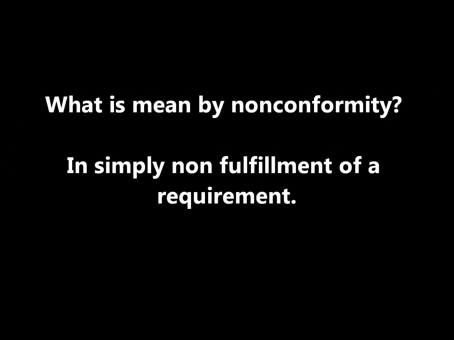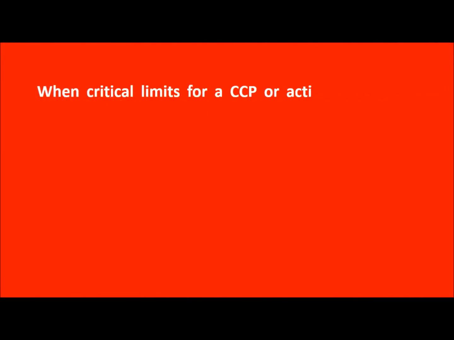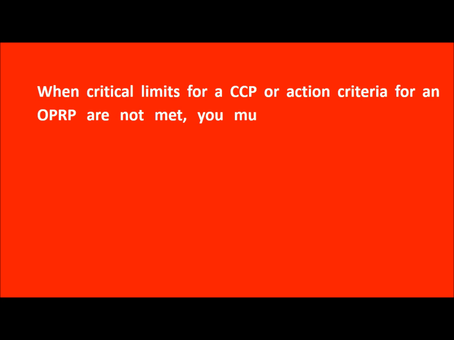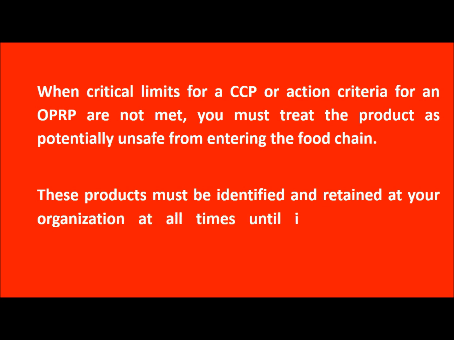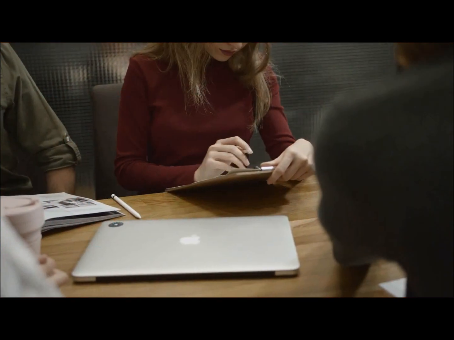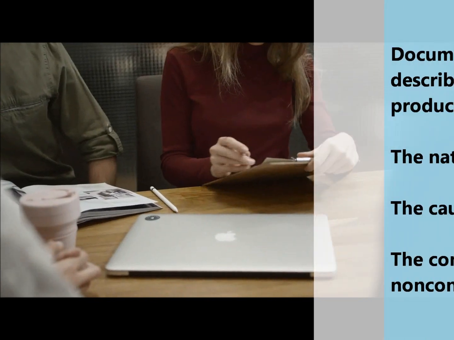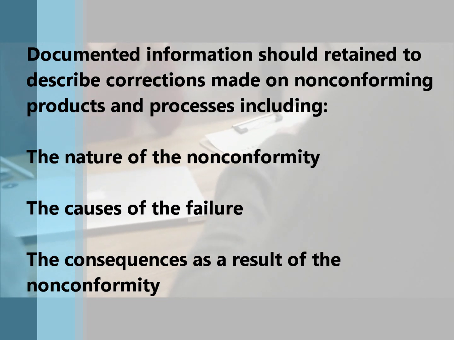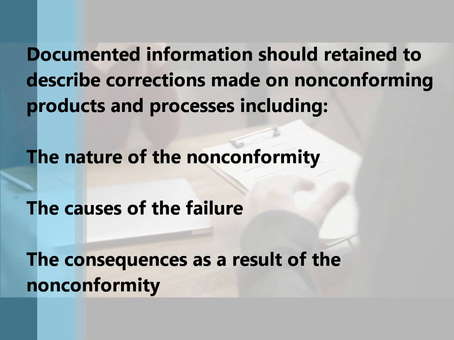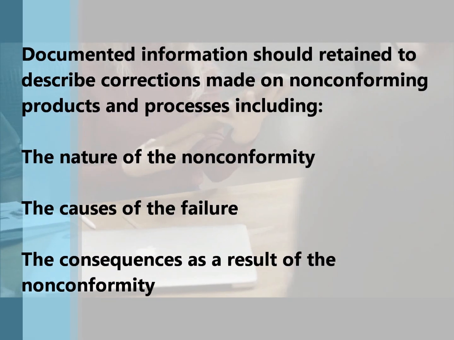What is meant by nonconformity? Simply, non-fulfillment of a requirement. When critical limits for a CCP or action criteria for an OPRP are not met, you must treat the product as potentially unsafe and prevent it from entering the food chain. These products must be identified and retained at your organization at all times until their evaluation and disposition is determined. Documented information should be retained to describe corrections made on nonconforming products and processes, including the nature of the nonconformity, the causes of the failure, and the consequences as a result of the nonconformity.